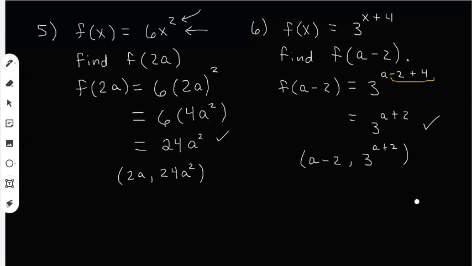And then I'm done. So for these, it's a little bit more difficult than evaluating at a number, but really all you're doing is replacing x with whatever they tell you to replace it with. And then you simplify it and work it out. And that's pretty much it. That's all there is to evaluating functions. Okay? That is evaluating functions, and I hope that helps.